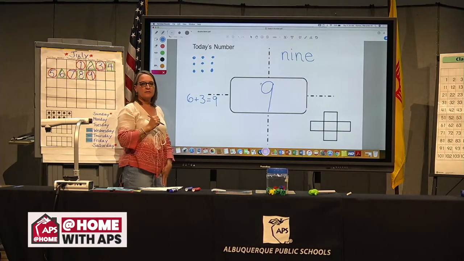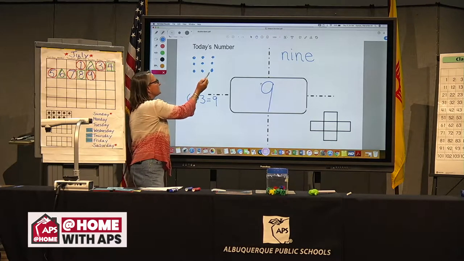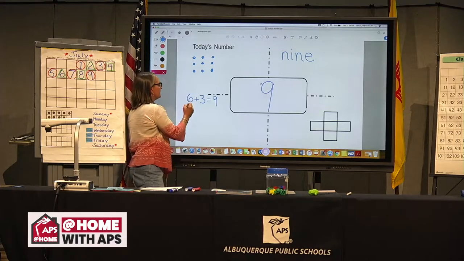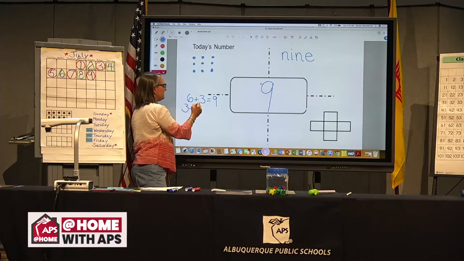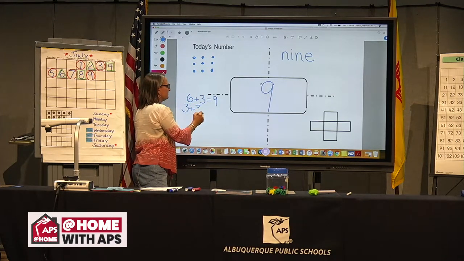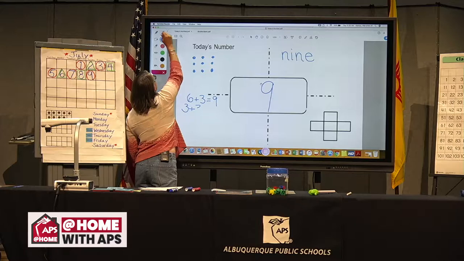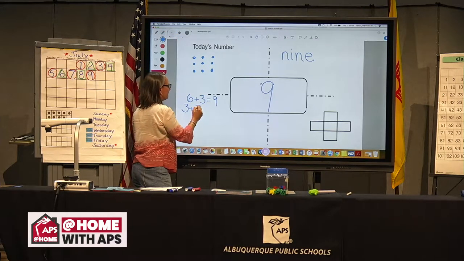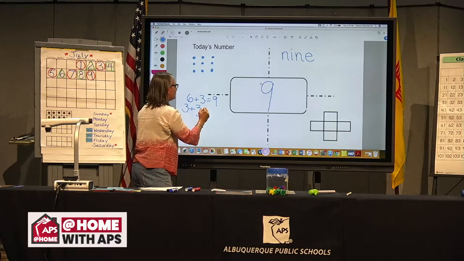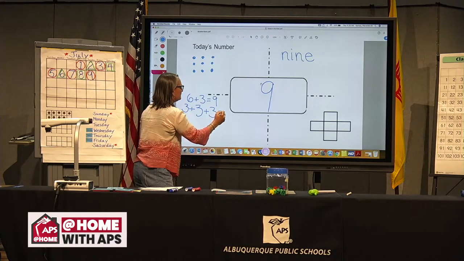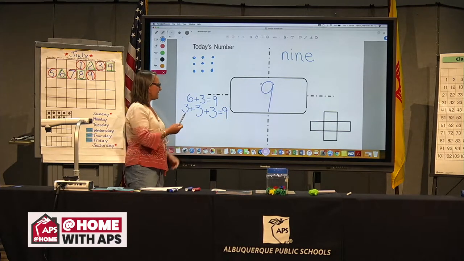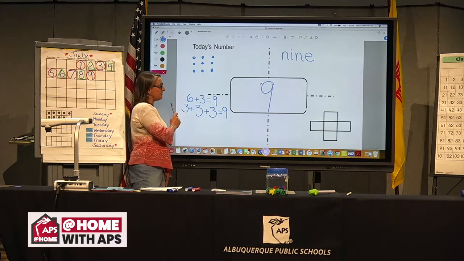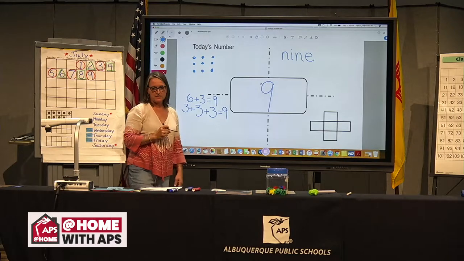What's another way we could think about our 9? Let's latch onto our dot pattern a little bit more. I see also 3 plus 3 plus 3 is also 9. And this is a number sentence that's kind of hidden inside the 6 plus 3, right? Because 6 has a 3 inside of it and another 3. So we've added one more 3 on for 9.